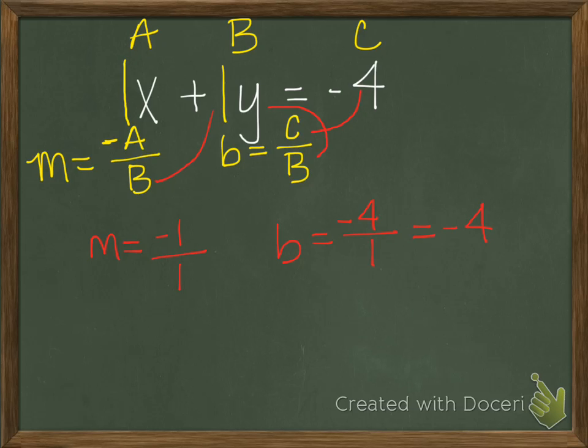So now that I have my slope and my y-intercept, I just need to plug into my slope-intercept form. So I'm going to have y equals, and my m is going to go first, so -1x. Then my b is negative, so just -4.